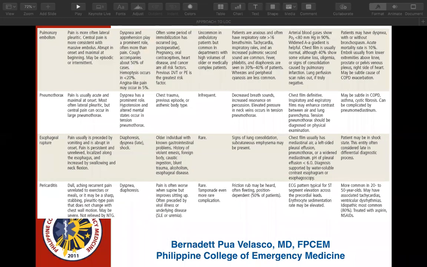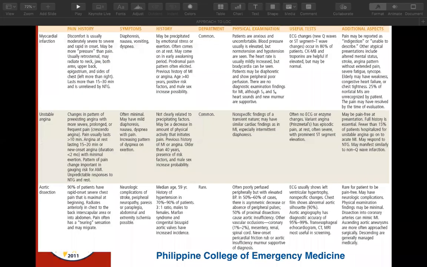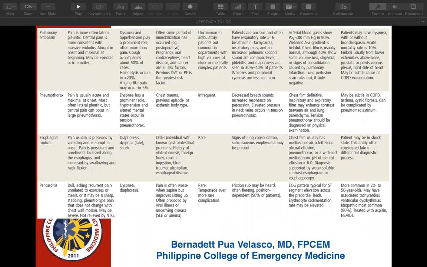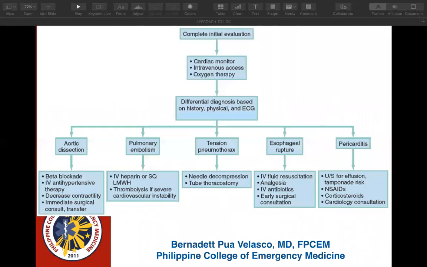So when dealing with a patient having chest pain, you need to think of all of these differential diagnoses. Okay, so you need to think of these 7 critical conditions of diagnosis that can cause chest pain. Okay. Lastly, this is an algorithm on how you will assess the patient and then eventually manage.